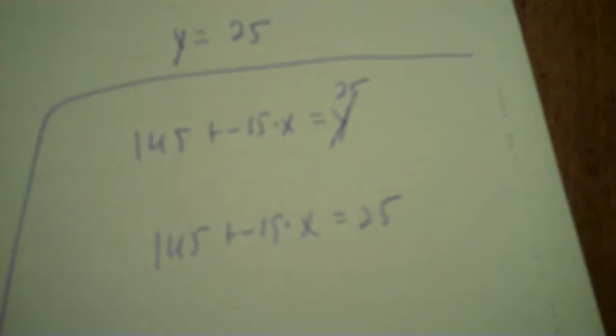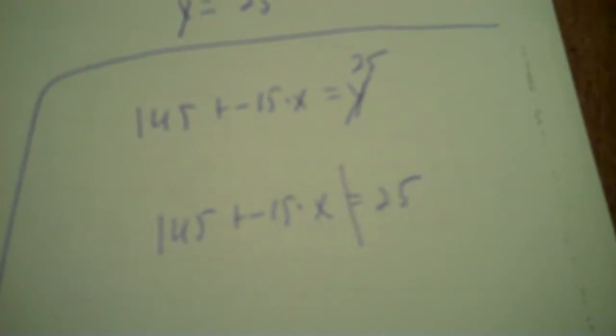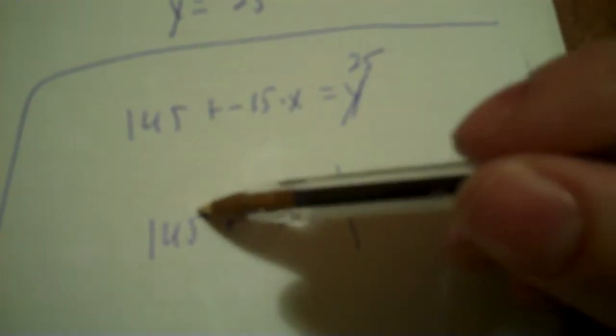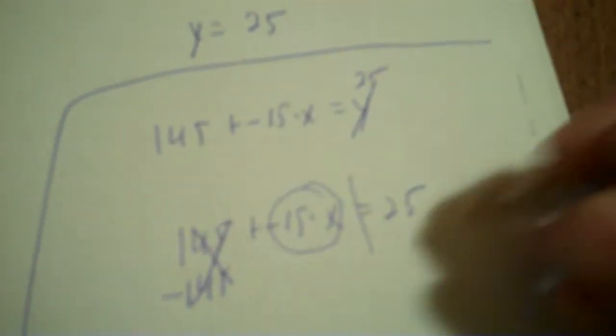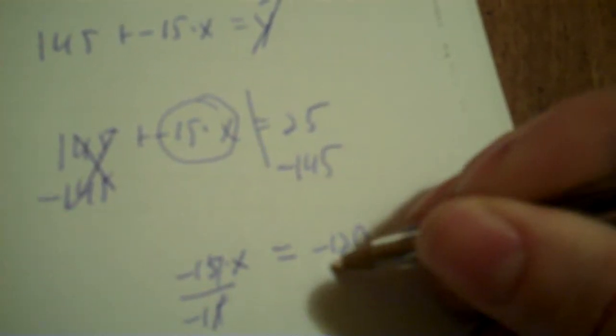Now we have to solve for x. Okay, it's on this side, but it's got operations with it, a plus and a times. So we highlight the times. We get rid of the plus with them by subtracting 145. Okay, negative 15x. 25 minus 145 is negative 120. Then I divide each side by negative 15. And x equals positive 8. Okay, so you can put 8 there. 8 days.